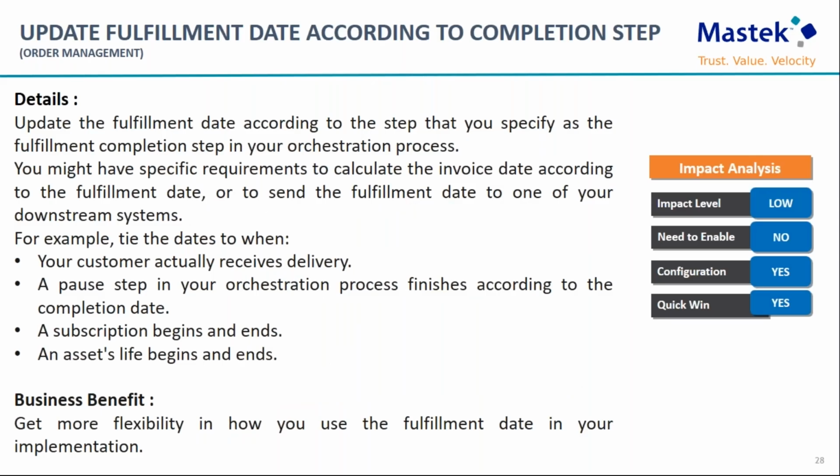The next feature is update fulfillment date according to completion step. This is an order management feature. Using this feature, we can update the fulfillment date according to the step that we specify as the fulfillment completion step in our orchestration process. We might have some specific requirements to calculate the invoice date according to the fulfillment date, or to send the fulfillment date to one of our downstream systems. For example, this feature ties the dates to when our customer automatically receives delivery, or when a post step in orchestration processes finishes according to the completion step.